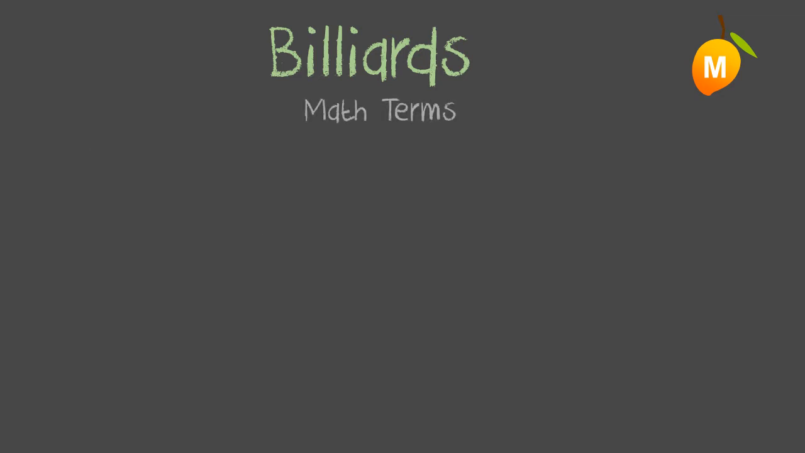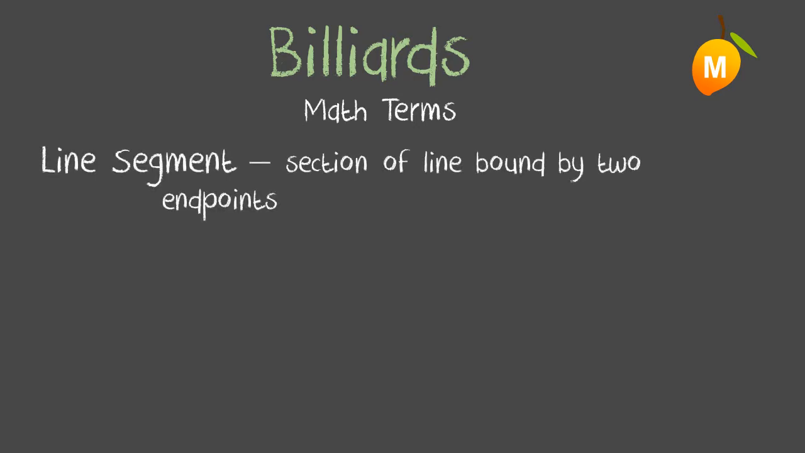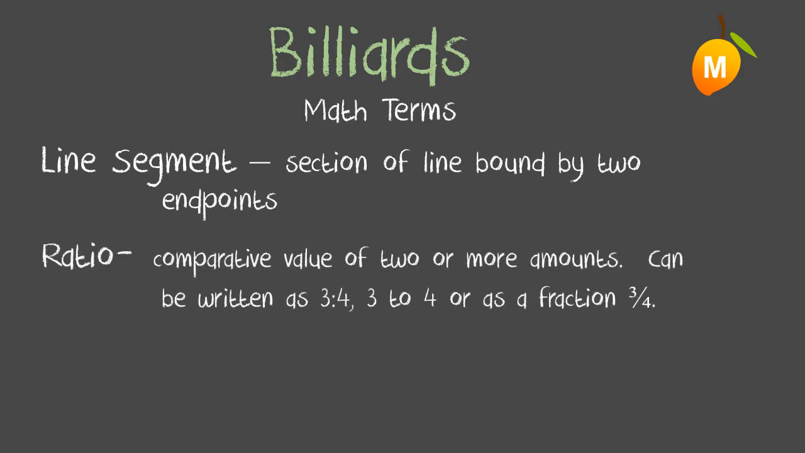Billiards has some math terms to help increase understanding, and those are line segment, a section of line bound by two endpoints, and ratio, a comparative value of two or more amounts, which can be written in these three different forms.